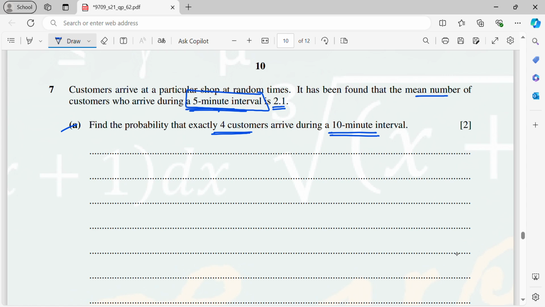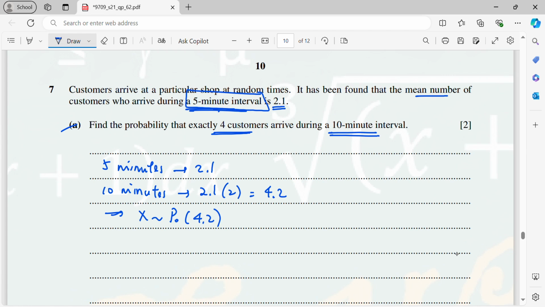So 5 minutes is 2.1. That means now for 10 minutes, it will be 2.1 times 2. That is 4.2. That is our lambda. That means now your x is Poisson distributed with lambda or mu 4.2. Now, exactly 4.